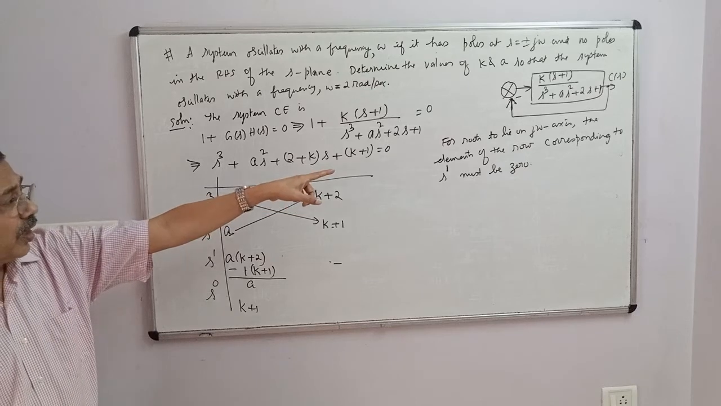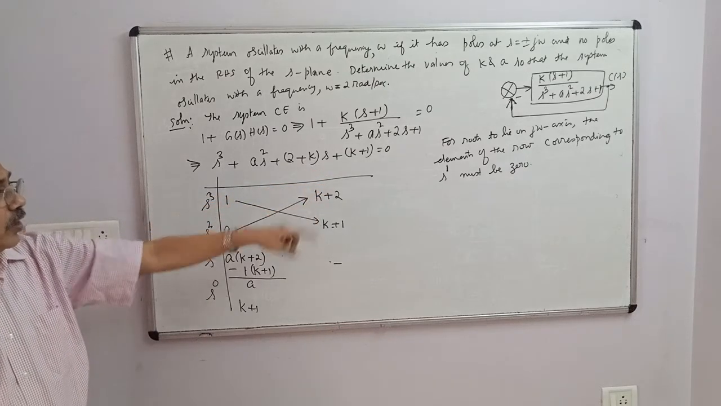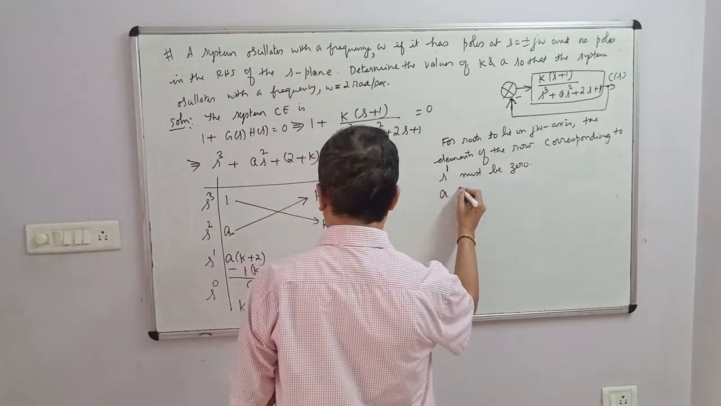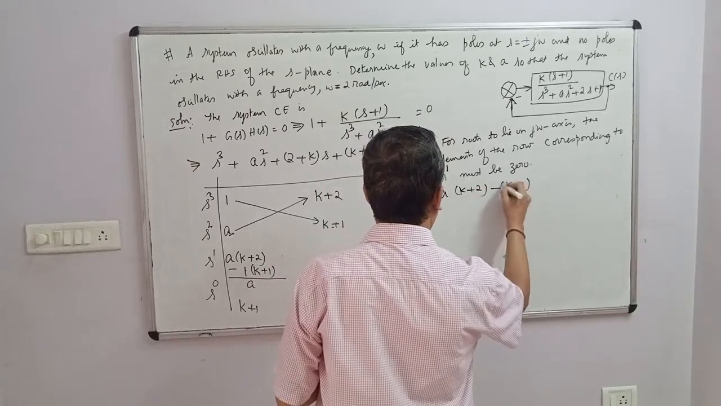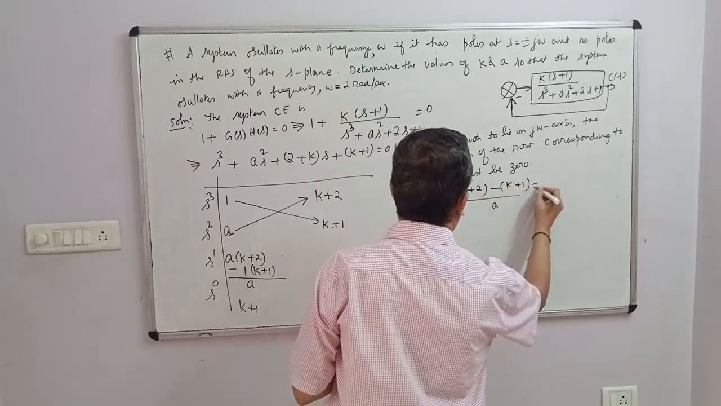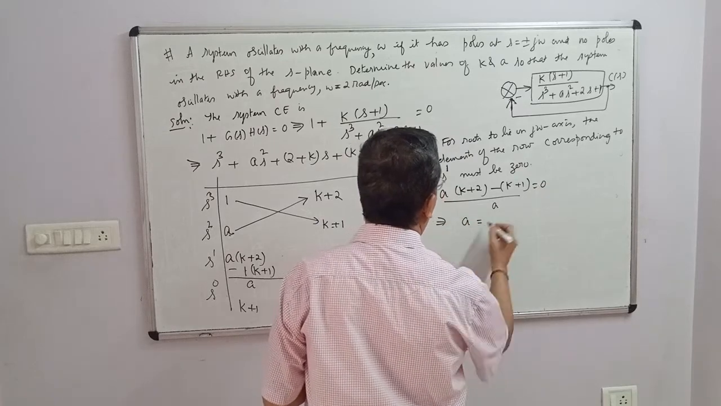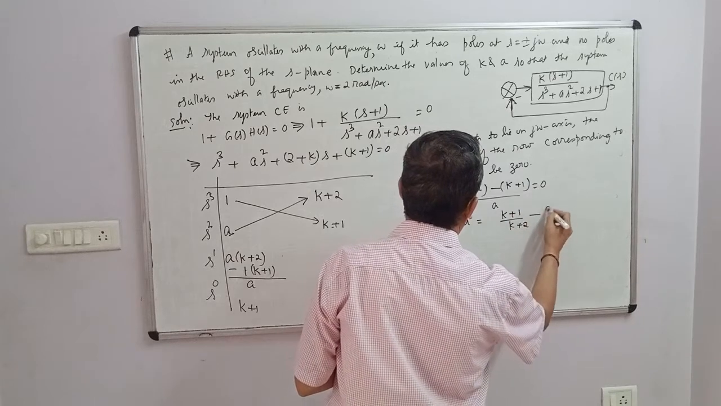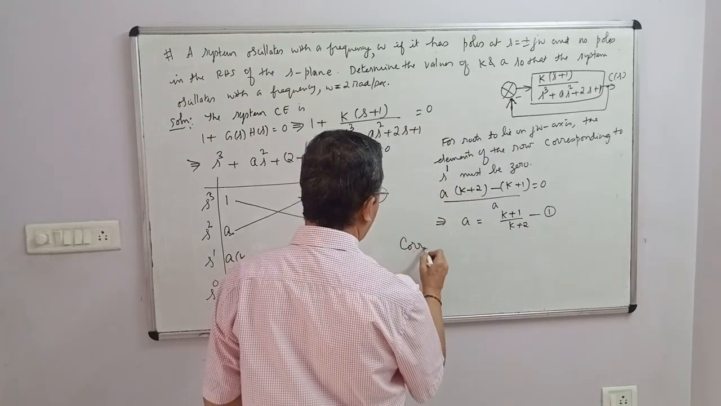For roots to lie on the j omega axis, the elements of the row corresponding to s to the power 1 must be 0. Therefore, what we get? A into k plus 2 minus k plus 1 divided by a equal to 0. Cross multiply and simplify. You get a is equal to k plus 1 by k plus 2. This is equation 1.